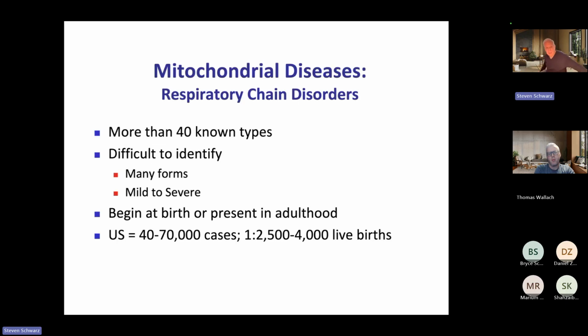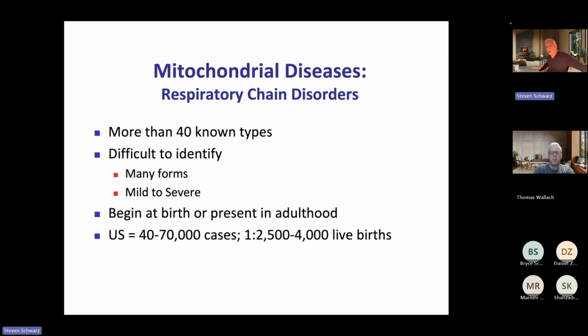There are more than 40 known types of these respiratory chain disorders. They're very difficult to identify. They can be mild or severe, and many of them may never be identified during life. They can begin at birth or present in adulthood, and overall, if we go through all of the respiratory chain disorders, it's 1 in 25 to 4,000 live births, which is only a predictive value. We don't know for sure.